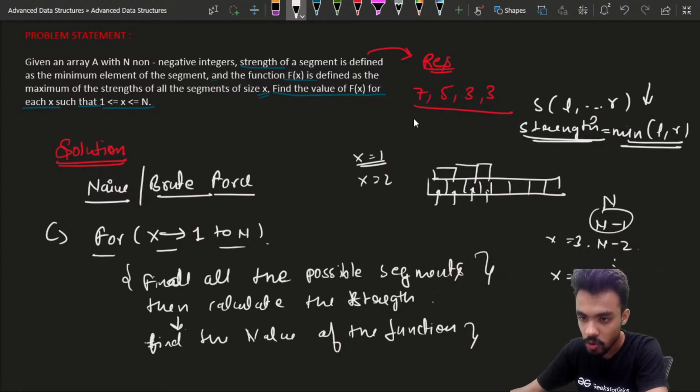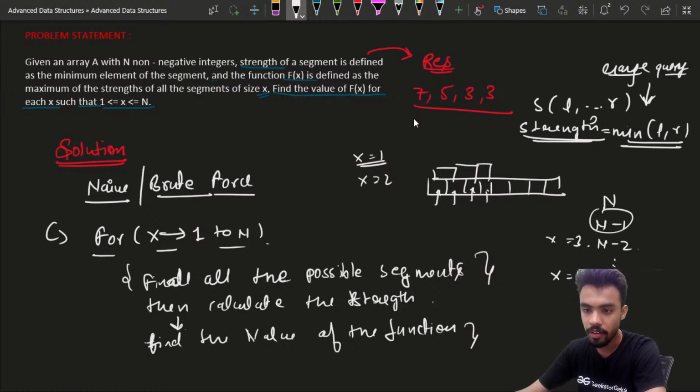So for that you have to use any of the range query structures. You can use any range query structure, just like segment trees. Okay, and then you can find this minimum of L to R.